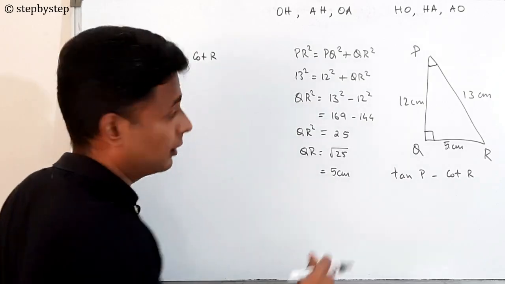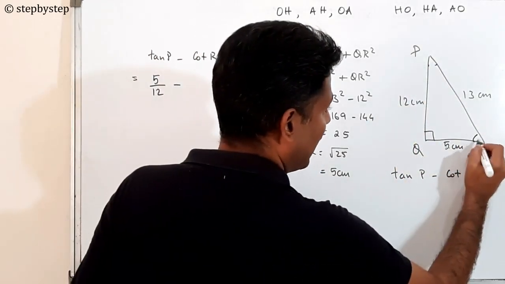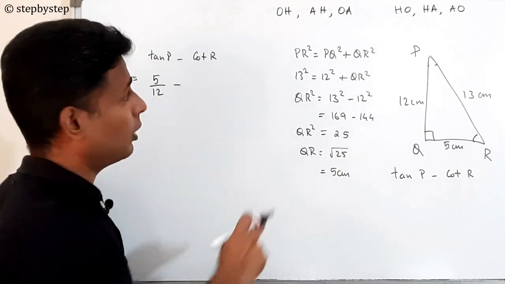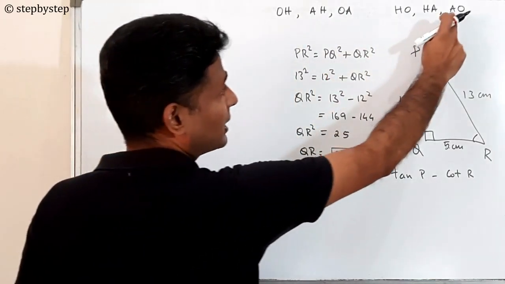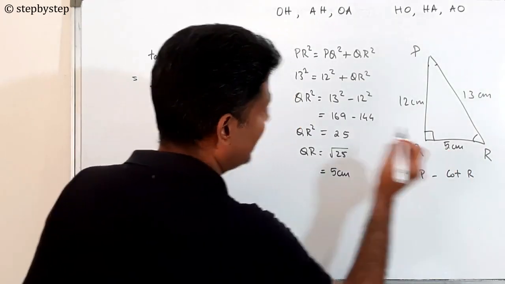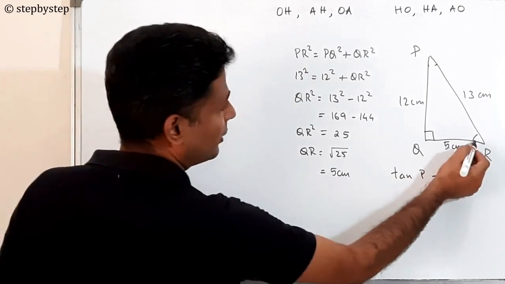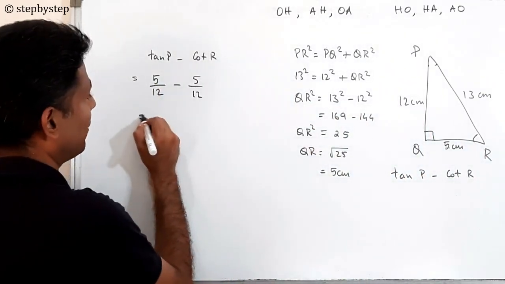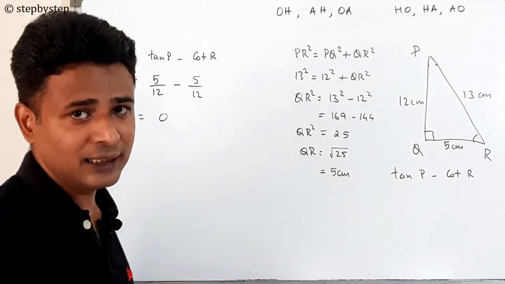minus cot R. Now which is the angle we have to take? R. What is cot? Reciprocal of tan. So opposite by adjacent becomes adjacent by opposite, right? Which is the adjacent side? 5, and opposite side to this is 12. So we get 5 by 12 minus 5 by 12, which is 0.